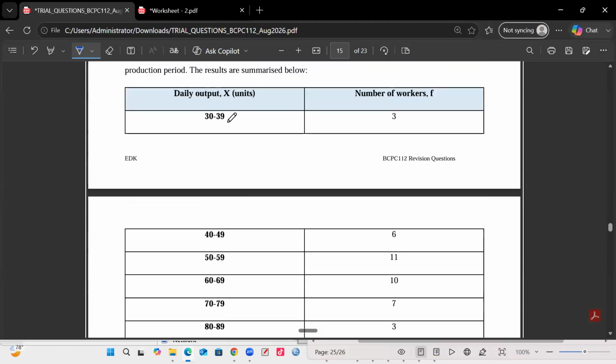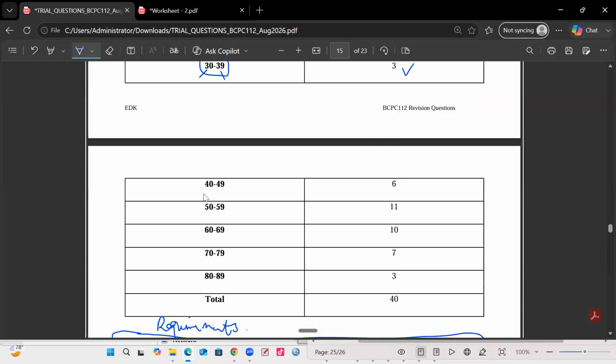Okay, so these are called class intervals. Then the number of workers, we have it as F, the frequency. These are class intervals: the lower class limit, the upper class limit. The lower class limit for the first class interval is 30, then the upper class limit is 39. It's an interval. The frequency there is 3. And we have 40 to 49, 50 to 59, so there are 9 units between the limits.